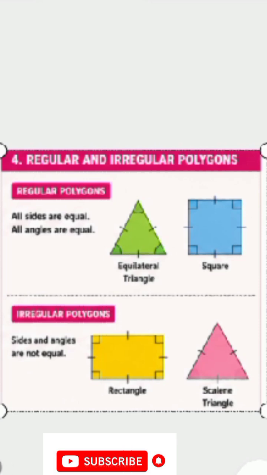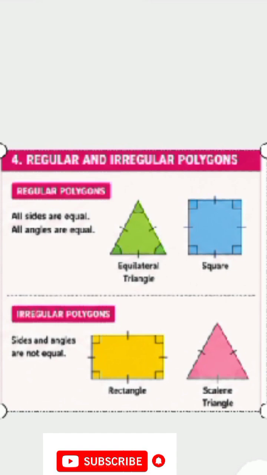Let's look at types of polygon. We have regular and irregular polygons. When you look at a regular polygon, all sides and all angles are equal. In a regular polygon, you see all sides equal. This example is an equilateral triangle. This side is the same as this side, the same as this side, and this angle is the same as this angle and the same as this angle. That's for the equilateral triangle. We also have a square. A square has all sides equal. See the sides, they are all equal, and the angles are equal, 90 degrees.